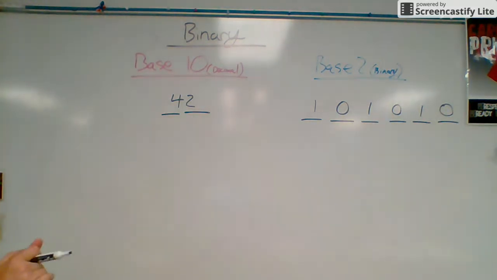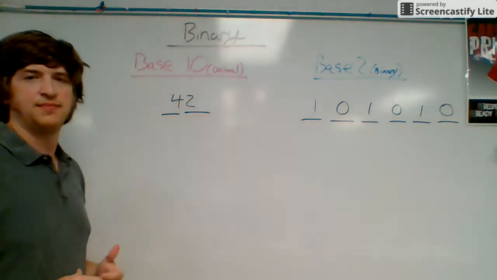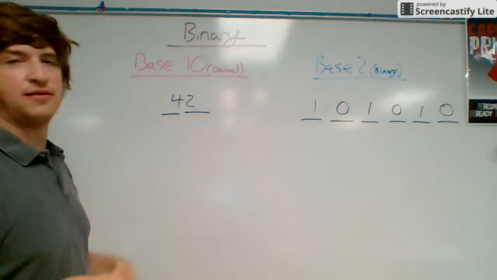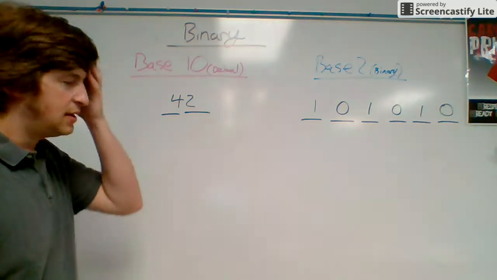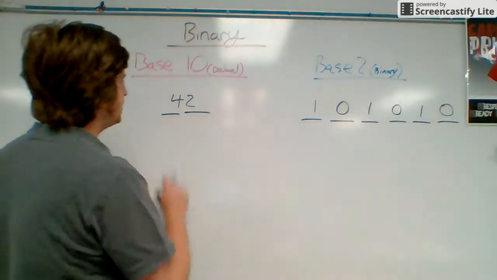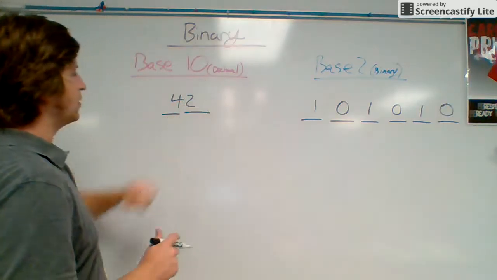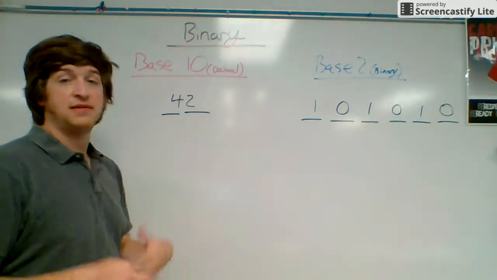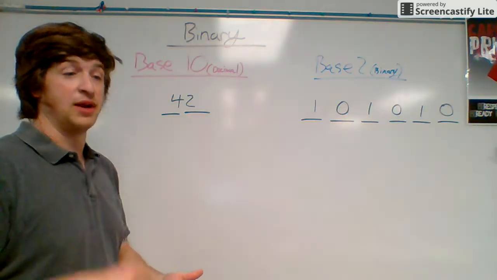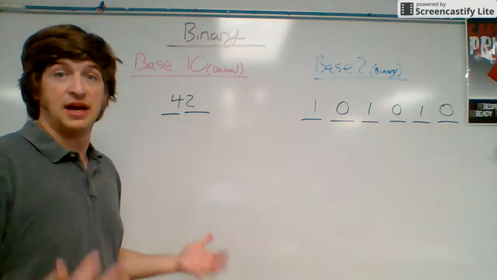But this is the system you've always been used to, right? 42. That represents 42 different objects, or 42 different sticks, or whatever 42 things you want to count. But if we're looking at this number, this really is a 2 and a 4. And the way we get 42 out of that is that we have 10 possible digits we can count from, right? 0, 1, 2, 3, 4, 5, 6, 7, 8, 9.